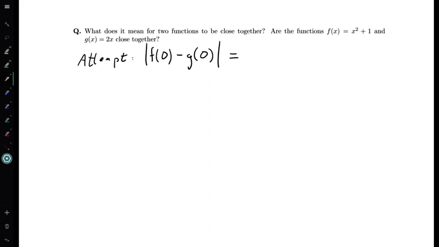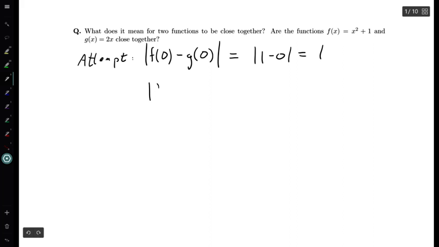And so let's see, f of 0 is 1, g of 0 is 0. So we find that the distance between f and g, when we're looking at the x value 0, is 1. Well, that's maybe not enough information. Certainly there are other numbers that we might think about plugging in.